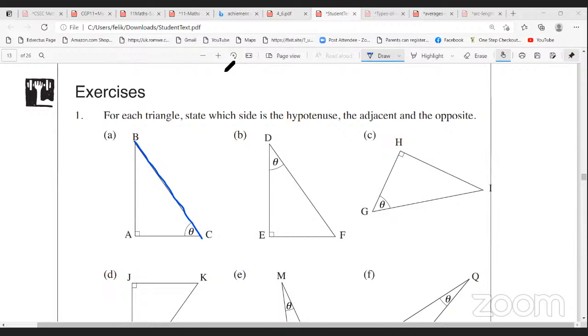Peter? Yes, miss. All right, so for each triangle, I want you to state the hypotenuse, the adjacent, and the opposite side. So we're going to do that first. Yes.